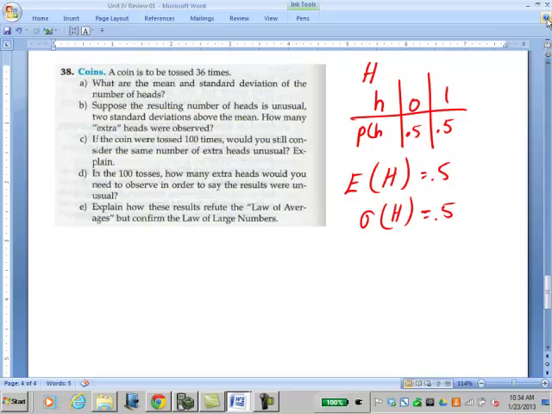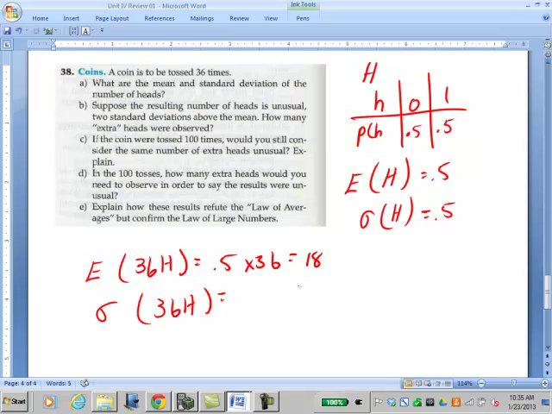Now notice that for one coin toss, the expected number of heads, 0.5, and the standard deviation are the same number. So the expected number for 36 H will equal 0.5 times 36, which is 18. So we expect 18 heads out of 36 tosses. No mystery there. What's the standard deviation for 36 H?